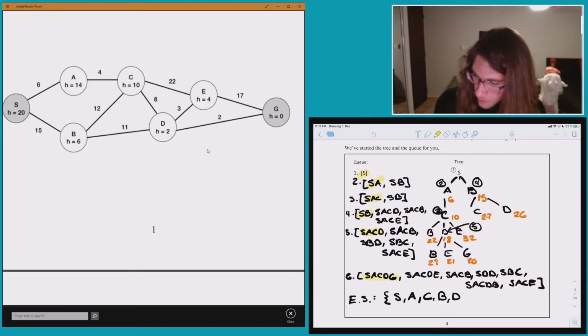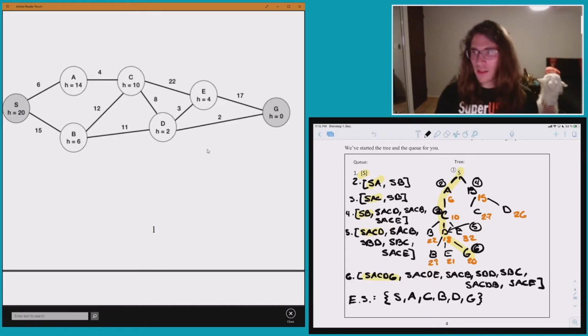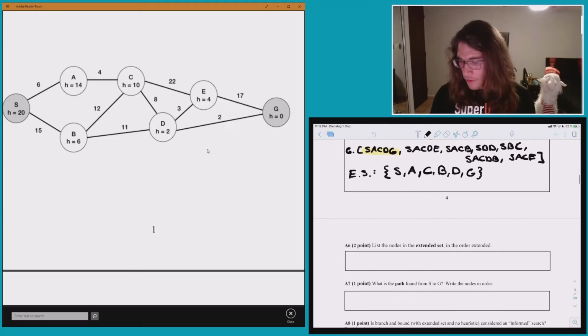And finally, I'm going to expand SACDG, which means two things. Yes, I've expanded G, which means I've found my shortest path, because this is optimal search. But important as well, it means I add G to the extended set, because it is a node G that I've popped off the queue for exploration and tried to expand. That's an important detail for the follow-up question.